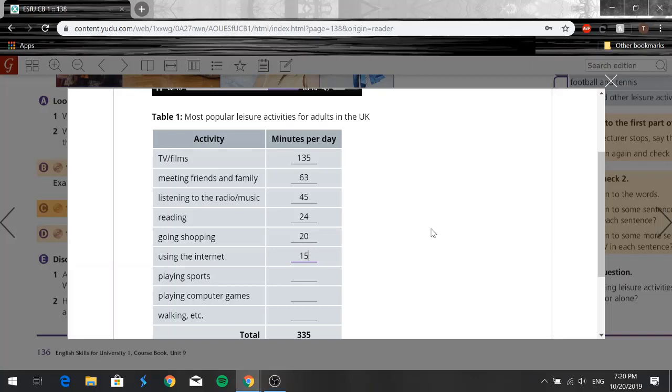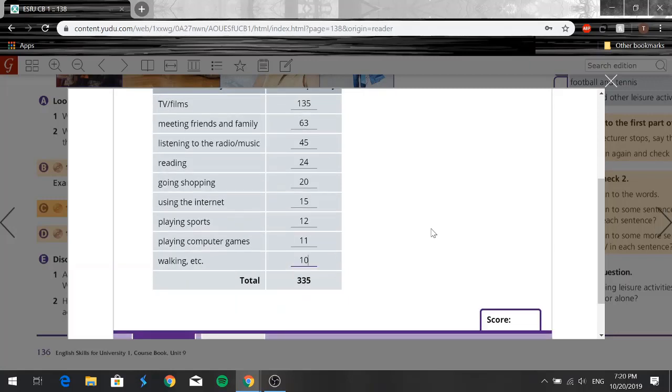Playing sport of all kinds is in seventh place. Adults only spend about a quarter of an hour, actually 12 minutes, on playing sport. They spend nearly as long on playing computer games, 11 minutes to be precise. Remember, this is adults. Finally, adults spend 10 minutes on walking. Of course, they drive most of the time or go on public transport. Remember, these figures are for adults, for people over 16 in the UK.